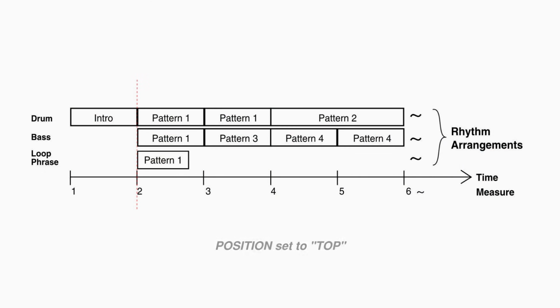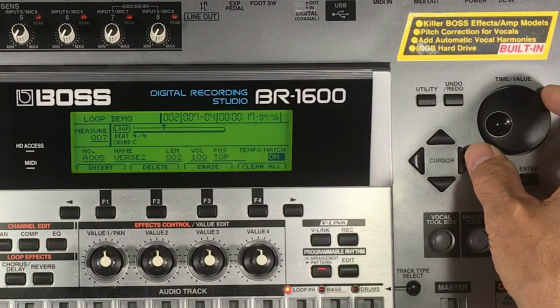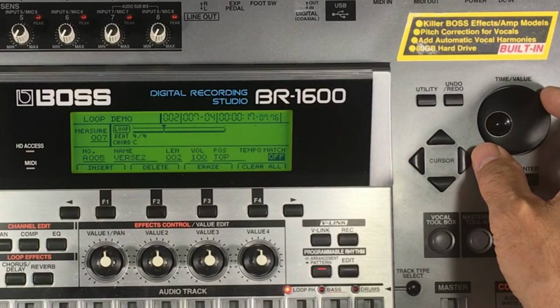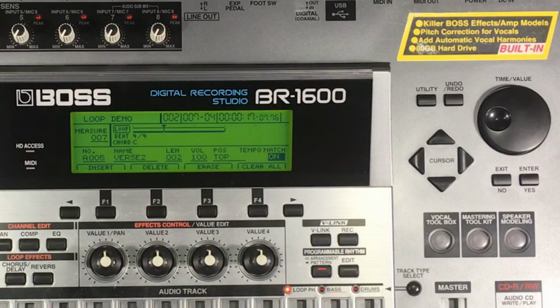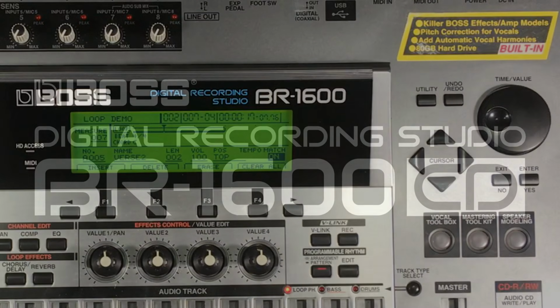With position at the default setting of top, the beginning of the loop is aligned with the start of the measure. If set to bottom, then the end of the loop is aligned with the end of the measure. Tempo match determines whether a loop is stretched to match the current project tempo or not, and is limited to within 75 to 150% of the original tempo. It's set to on by default.